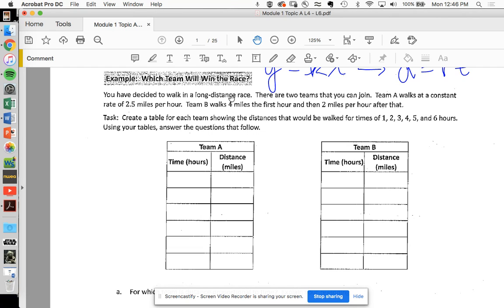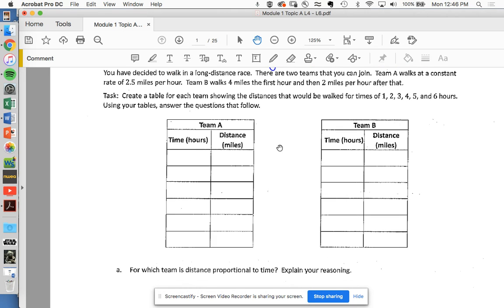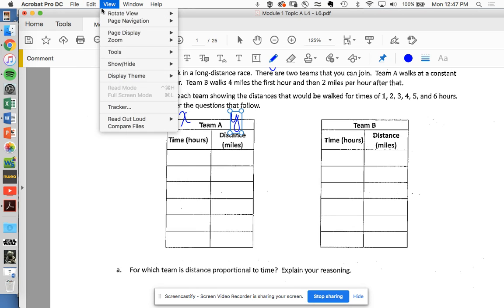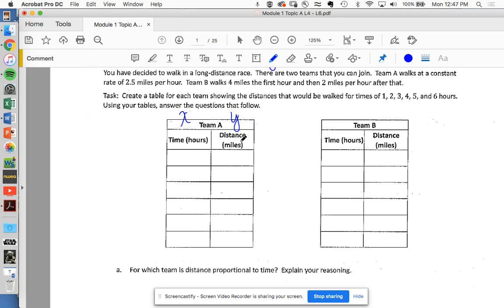Now, Team B starts off really fast. They go 4 miles in the first hour, and then 2 miles every hour after that. Now, they sometimes say create a table, but they've already created it for you. On the test, you might need to create one for yourself. Notice we have distance, we have time. The distance would be like the y, right? Distance that you go depends on how long you travel. Does that make sense? Your distance depends on how long you travel. They say use 1 through 6 for your hour.